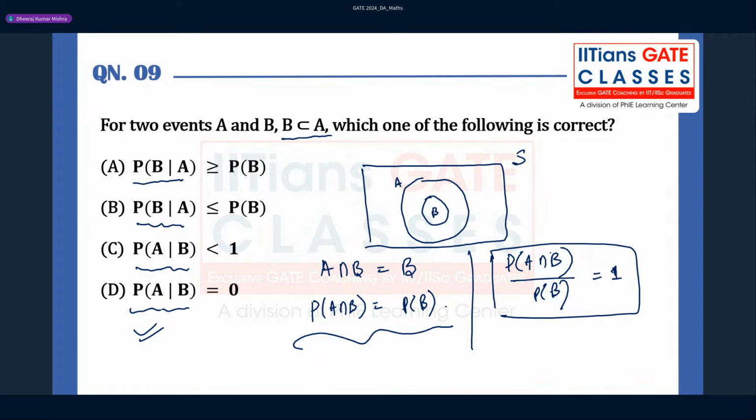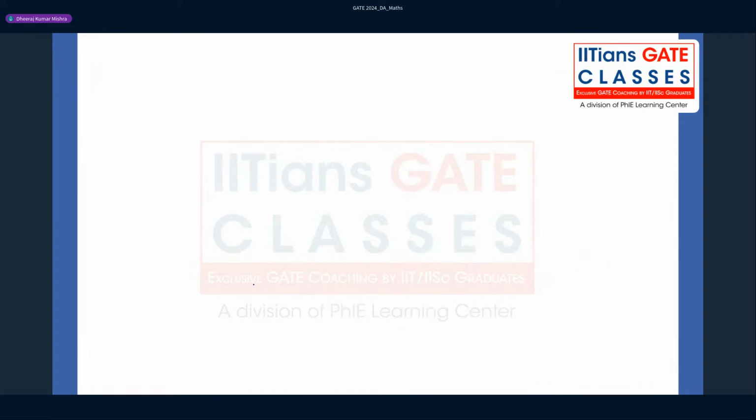How is it 1? Probability of A intersection B is equal to probability of B, and this becomes 1, right? And this is nothing but the definition of conditional probability, probability of A given B, which is nothing but 1. But in this question, you can see they have given probability of A given B is less than 1. This option is incorrect, and this is also incorrect. Understood? Let me again explain. What is the conditional probability, guys?